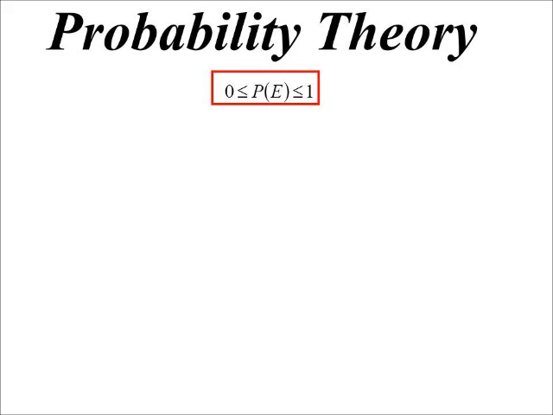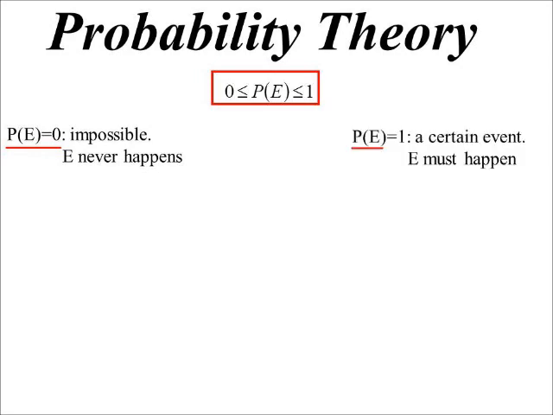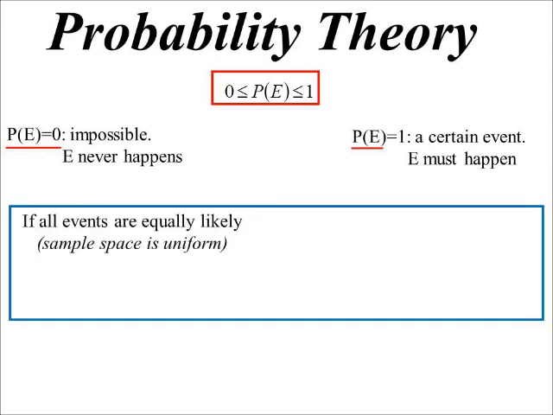Or if you get a negative number for that matter. If the probability is 0, we're basically saying it's impossible, can't happen. There's no chance of it ever happening. And then at the other end of the scale, if it equals 1, we call that a certain event. It must happen. So if all the events are equally likely, then our sample space would be uniform. And so it's nicely balanced.